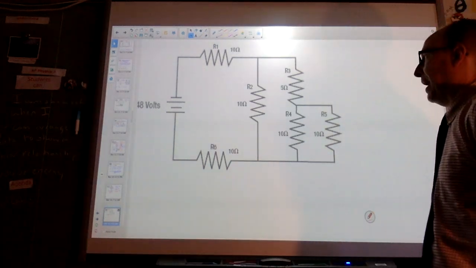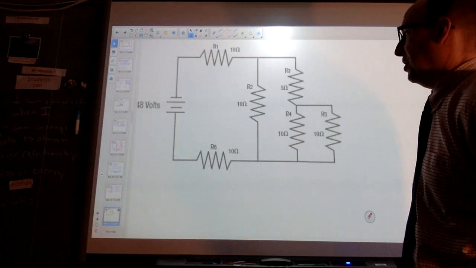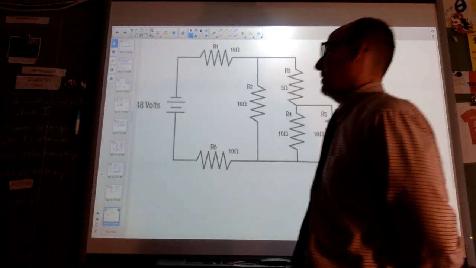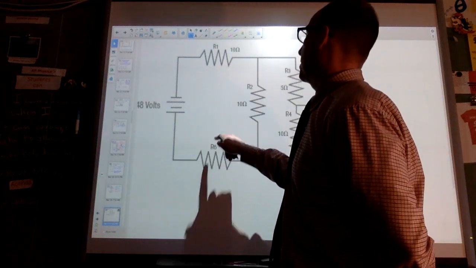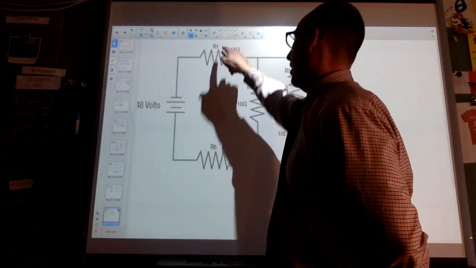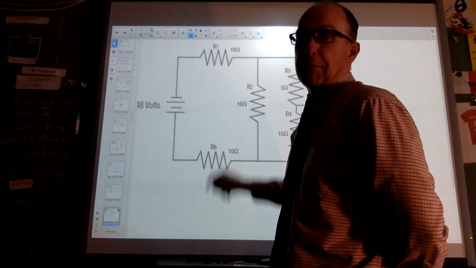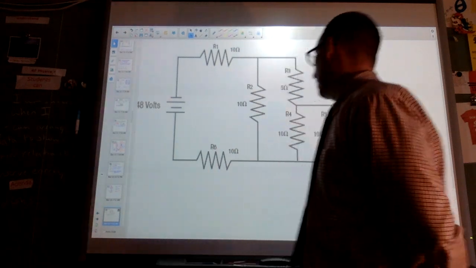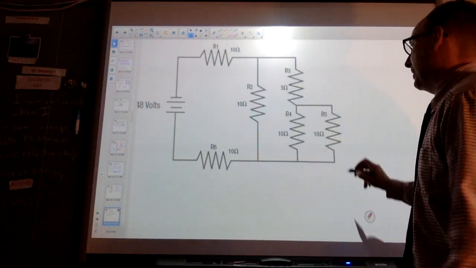All right, so I'm going to start combining things. Is anything in series? Yes. There are 3 things in series: R6, R1, and the battery. R1 and R6 could be replaced with the 20 ohm. Anything else? No. Anything in parallel?